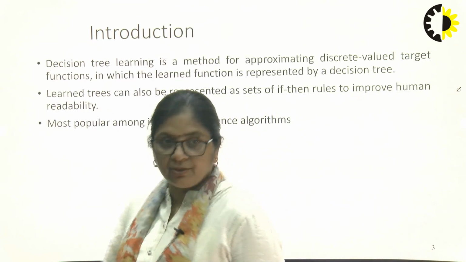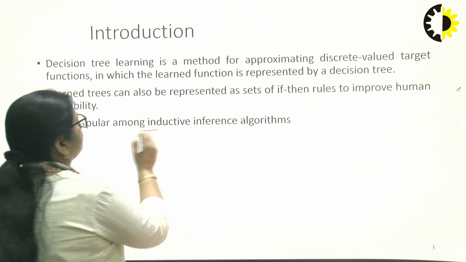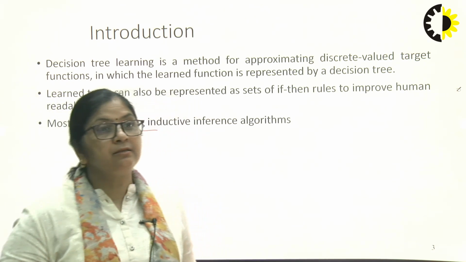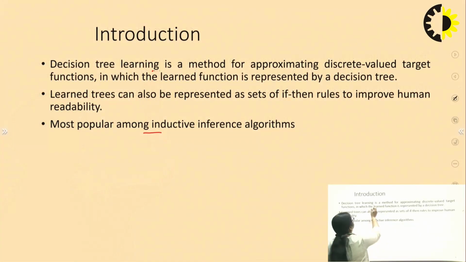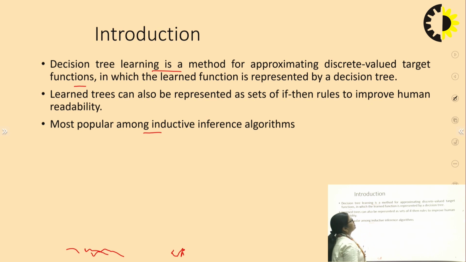So what is a decision tree? It is the most popular inductive inference algorithm. What it learns? It learns the decision. Decision tree learning is a method for approximating discrete valued target functions. Discrete valued means we are having the concept of classification. So it is a method for approximating discrete valued target functions in which the learned function is represented by a decision tree. So we will learn a decision tree.